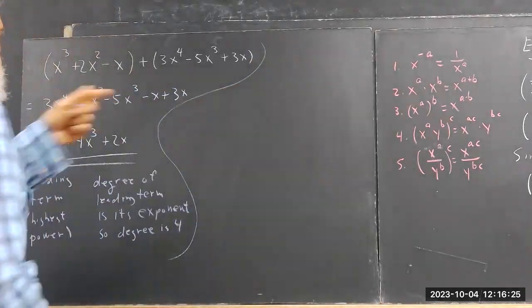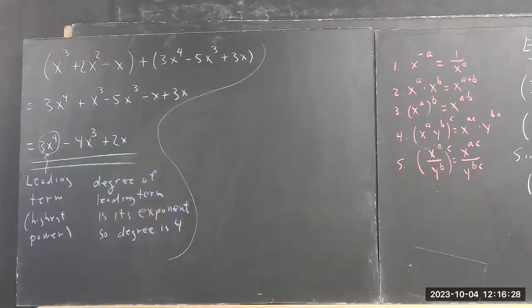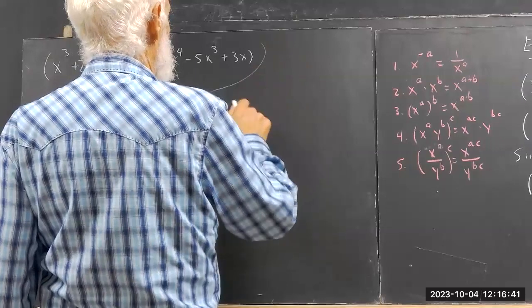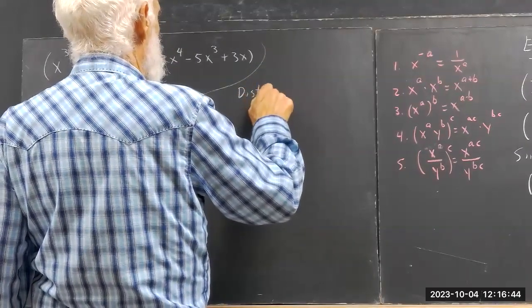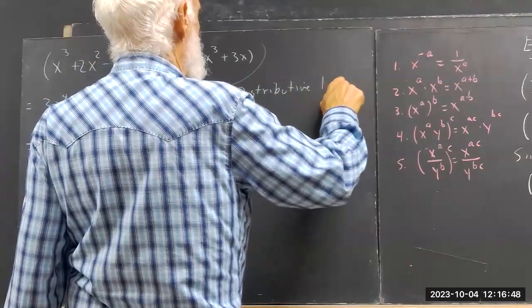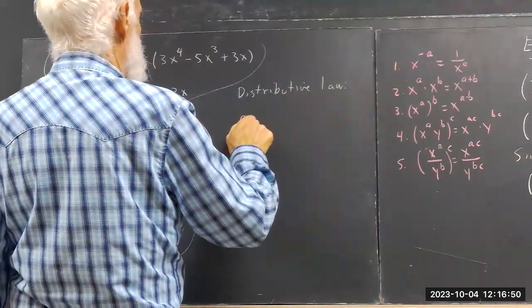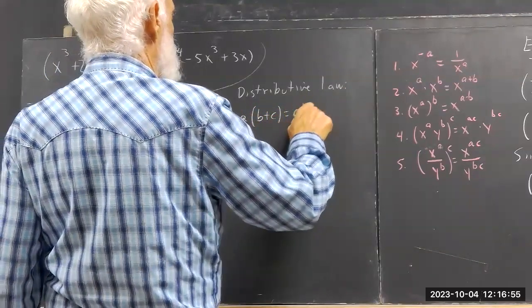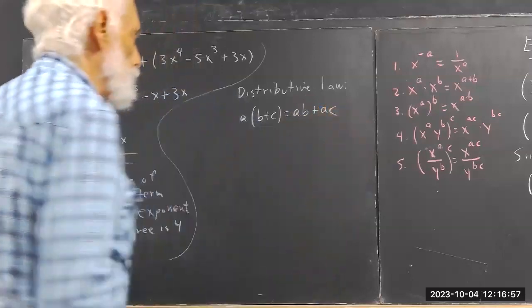So it's pretty easy to get the idea of adding polynomials. Multiplying polynomials is a little more complicated because you have to use the distributive law. So the distributive law says that A multiplied by B plus C is A times B plus A times C.